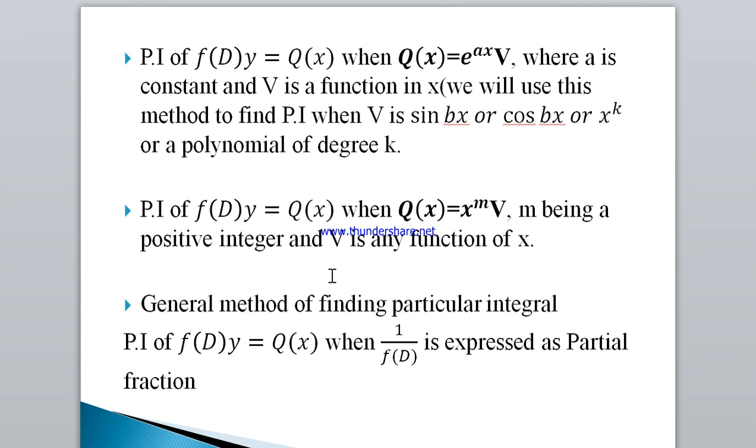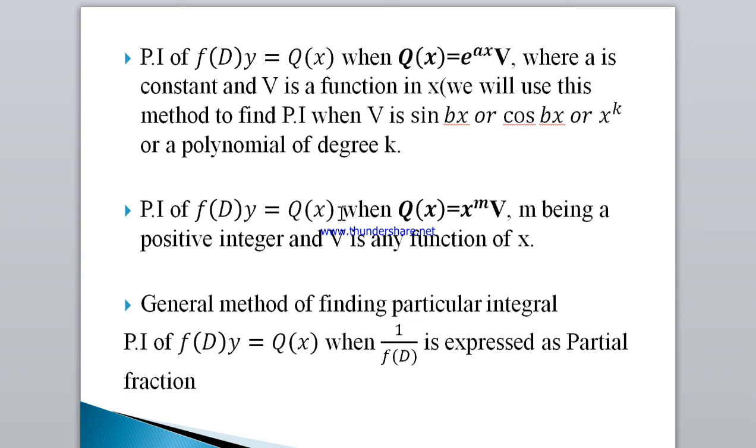M being a positive integer and v is any function of x. Here also we have one condition. If v is sin or cos, then we can use this method, x power m into v. So v must not be of the x power k form, v must be sin or cos. We can use this x power m into v form.